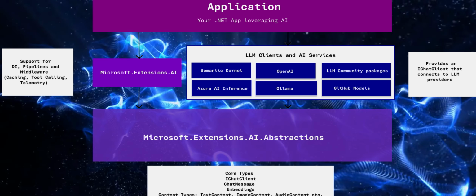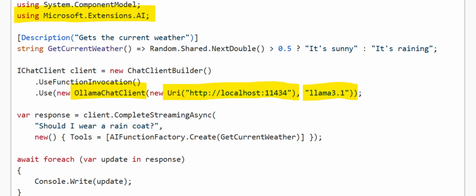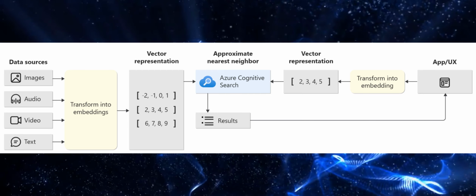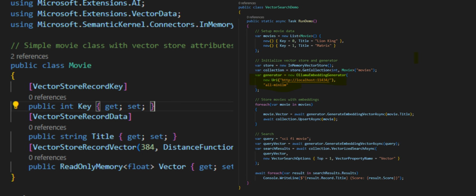Microsoft has introduced two key packages, Microsoft.Extensions.AI and Microsoft.Extensions.VectorData. These packages provide a unified way to interact with AI services, including language models and vector stores, making it easier than ever to integrate AI into your .NET applications.